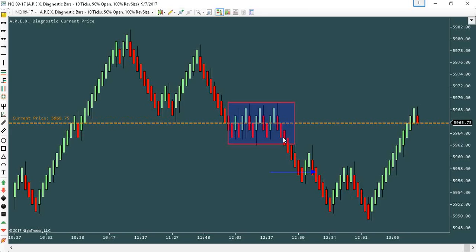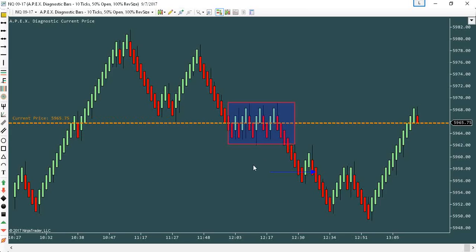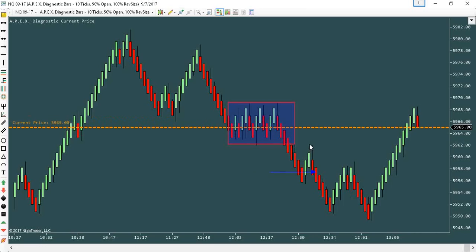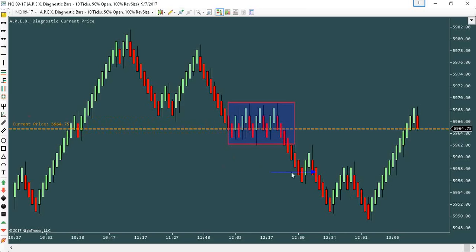Of the fake breaks. What's the other thing you could do of, well, as soon as it broke, I got my binary right here, and then it pulled back against me, knocked me out, and then it went. Well, again, wait for that pullback or that second pull, wait for the pullback to get in.